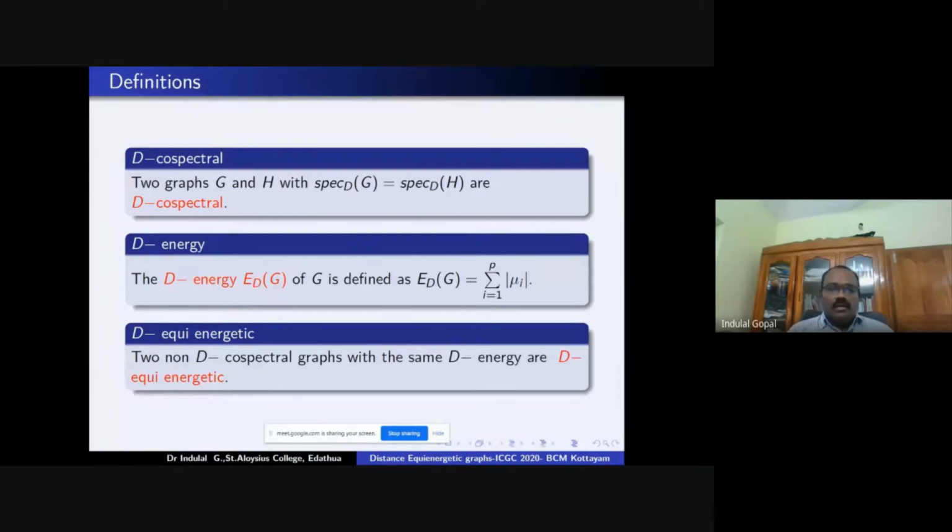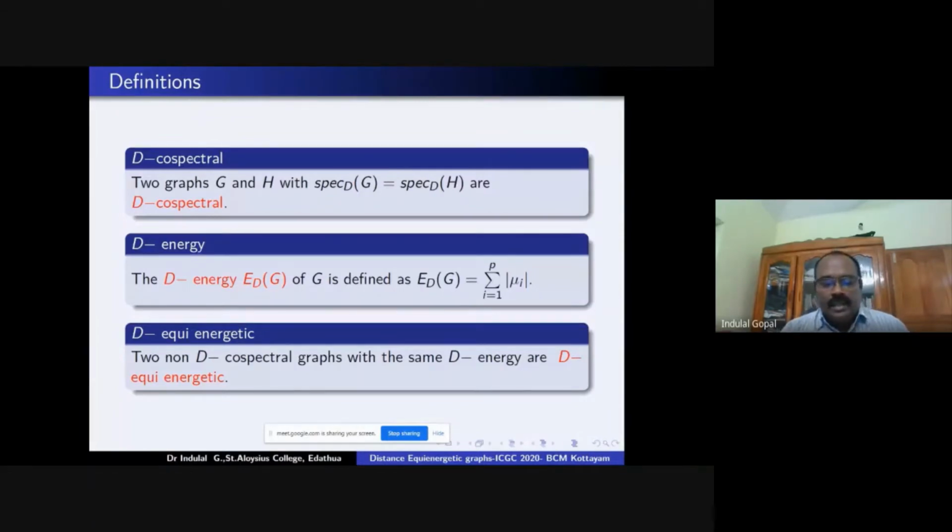Naturally, when this concept was materialized, the natural question is which standard graphs are distance equi-energetic. So usually we check for paths, complete graphs, etc. But since there are unique graphs with n vertices which are paths and complete graphs, we dismiss the case of finding distance equi-energetic graphs in those families.